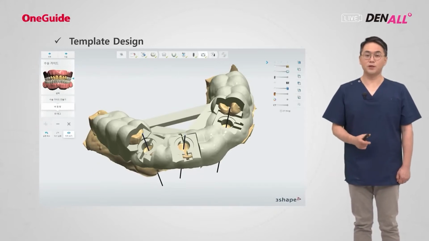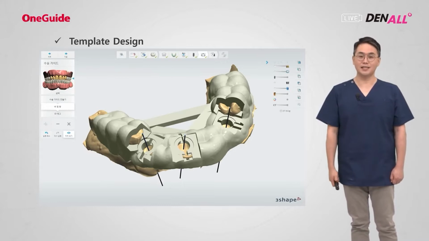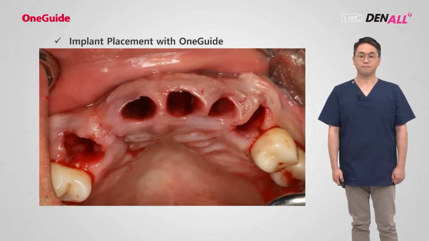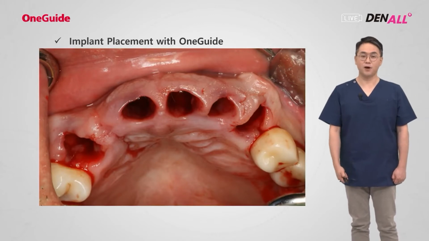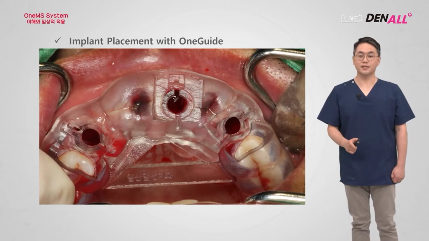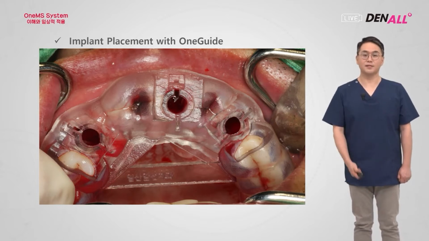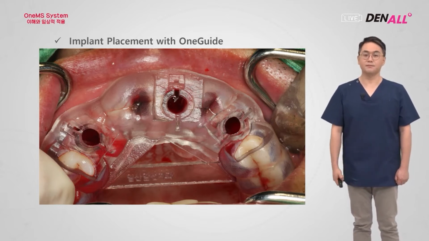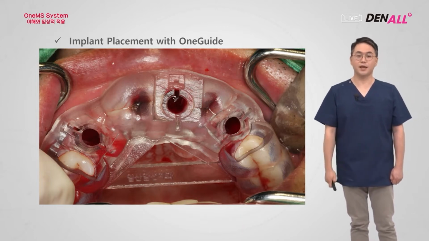And the OneGuide template was designed for adequate and accurate drilling and procedures. After extraction on the day of surgery, the template was delivered, and then we checked whether there was a gap between the teeth and the template, and if it fit well. If it fit well, then you go for drilling based on the diameters that you planned.